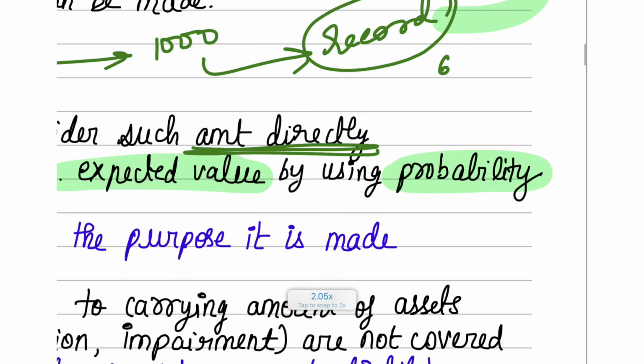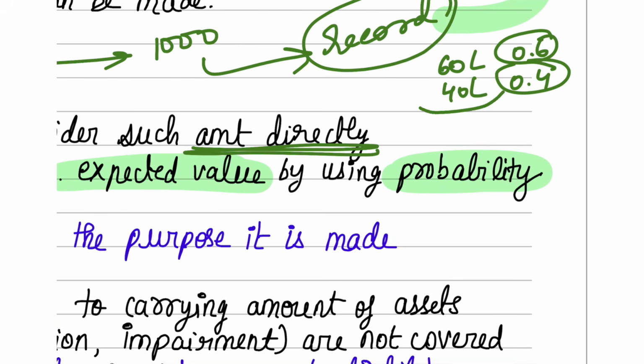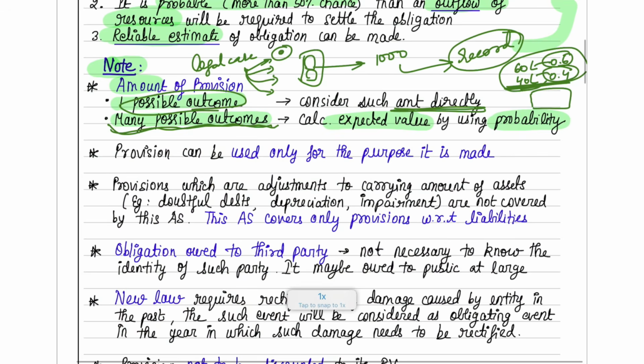So now they will tell you 60 lakh rupees you will have to pay, there is a probability of 60%. 40 lakh rupees you have to pay, there is a probability of 40%. Okay, 60%, 40%. So like that you have to multiply the amount with the probability and find out how much will be your provision. There is a question on this. When we do the questions, I'll explain it better. But basically you have to take the value and multiply it by the probability and find out what the provision will be. Okay, so this was the first point.